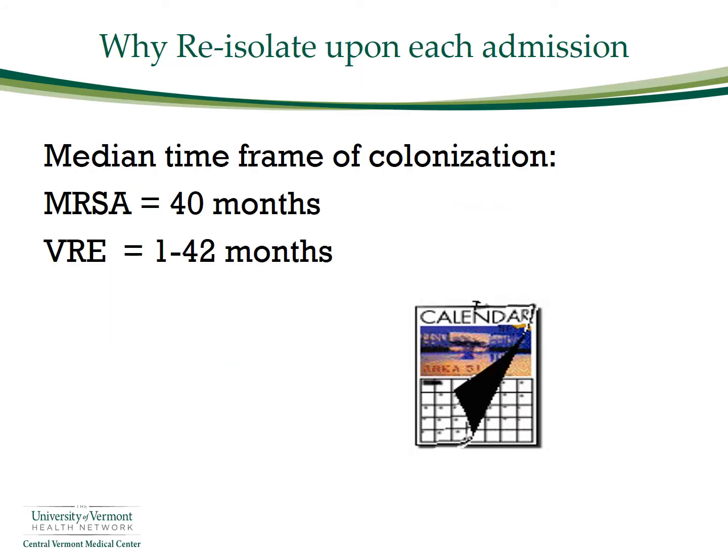We flag all positive MRSA, VRE, and ESBL patients so that they will be placed on contact precautions on readmission. Studies have shown that a patient may be colonized with MRSA for 40 months and VRE up to 42 months. We continue contact precautions until we can prove the patient is no longer infected or colonized.